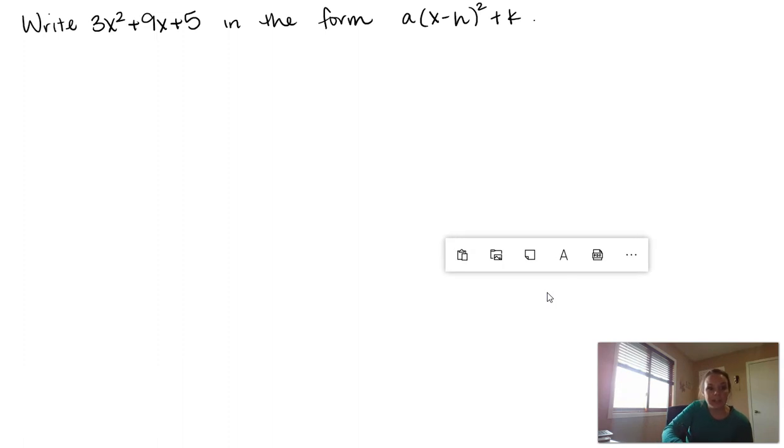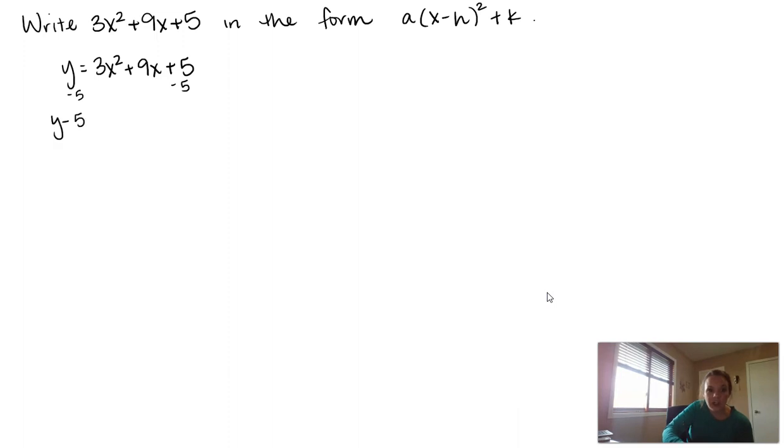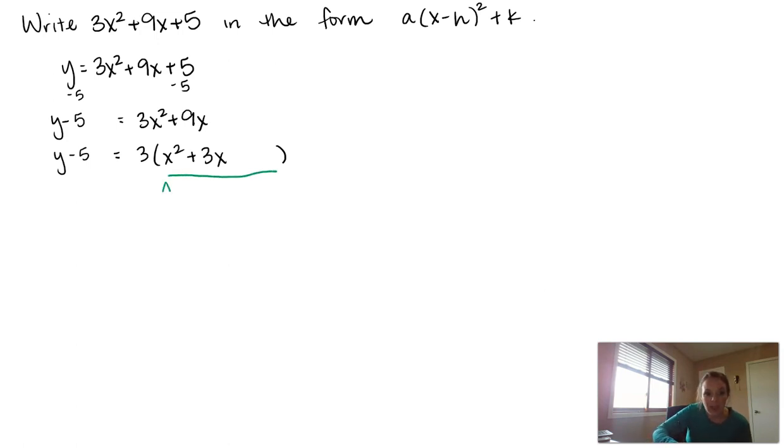So in order to do that, I'm going to write this out as y equals 3x squared plus 9x plus 5. And the first thing I'm going to do is move this 5 over to the other side just to get it out of the way for now. And so I have 3x squared plus 9x. Now I'm going to factor out that 3 from both terms. And so I have then x squared plus 3x, and I'm going to leave a little bit of space. So now I have essentially a brand new problem with just this part here where a is 1, b is 3, and then we need to figure out what our c term is going to be.